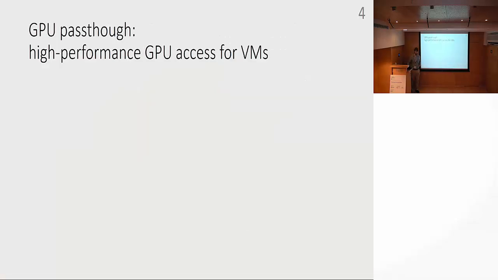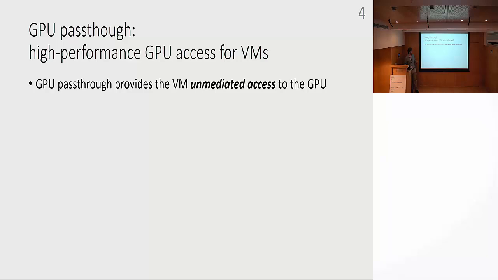So how do GPUs get used in the cloud? GPUs are assigned directly to VMs using GPU Passthrough. What GPU Passthrough provides is very high performance access to the GPU by the VM. So how does it do that? What GPU Passthrough does is it provides unmediated access to the GPU from the guest. So what do I mean by that?